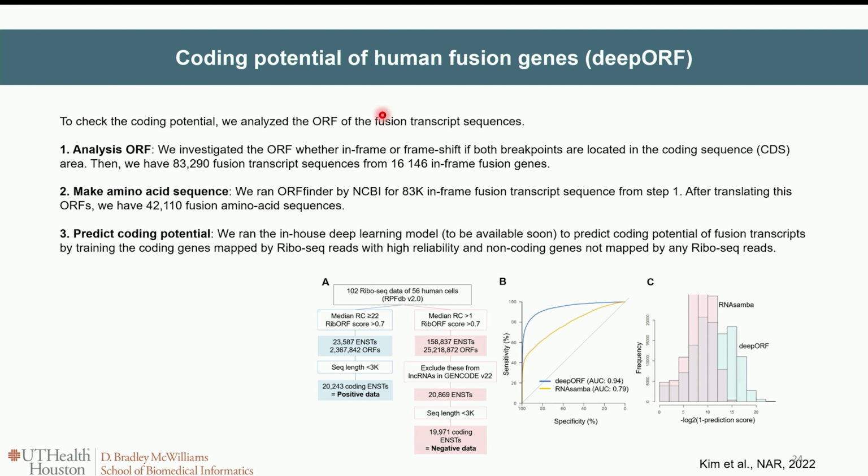So this one is showing how to predict the coding potential of human fusion genes, which is important because we want to find the protein-level coded fusion proteins so that we can target those proteins. We adopted the existing best approach, and then we focused on training using more reliable data from the real ribosome data. So then our model improved a lot.